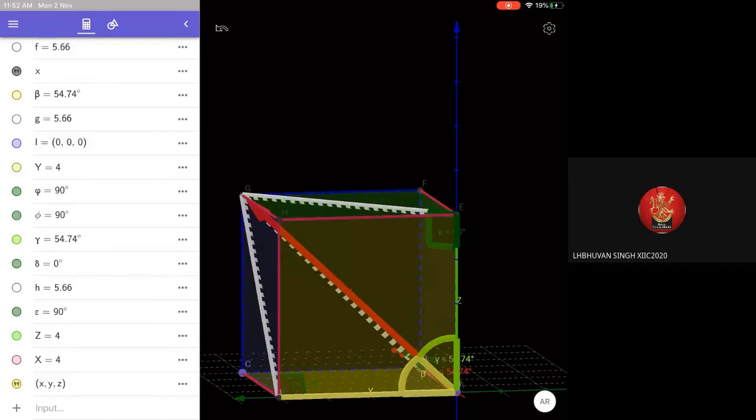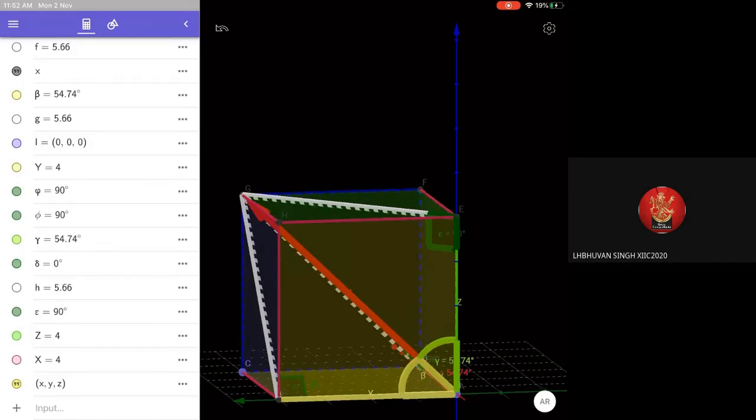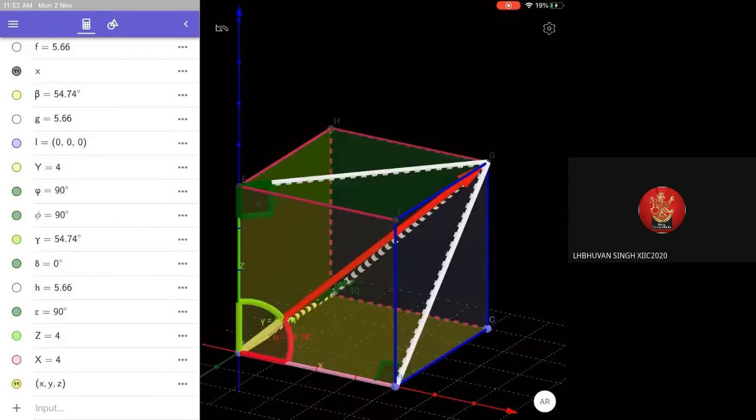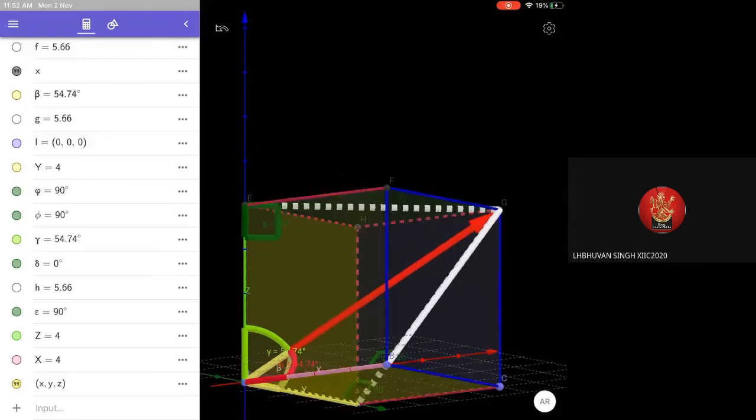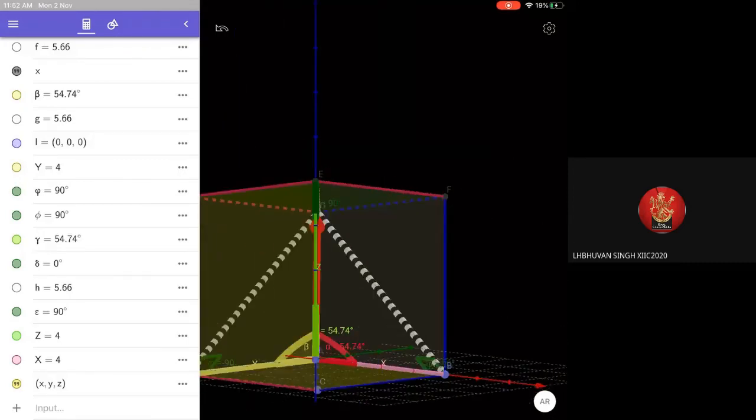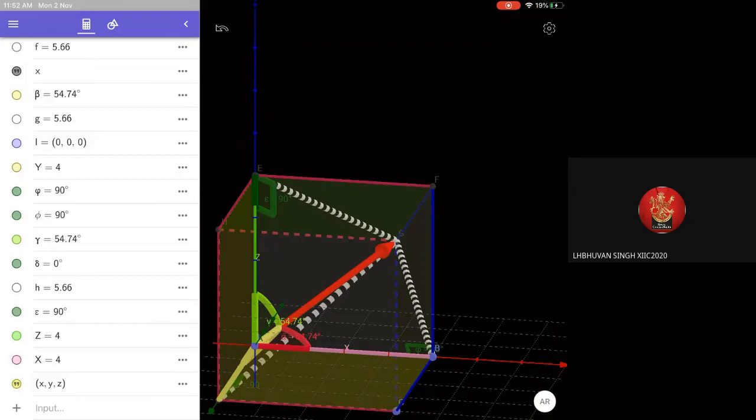See children now. Cos beta is, what will be that? There is also a right triangle with diagonal as r units. That is the red color one, diagonal r unit. Hypotenuse is r unit. You can see a right triangle with adjacent side as y units. So cos beta becomes y by r, and similarly cos gamma. Cos gamma means you will be taking a right triangle again there.